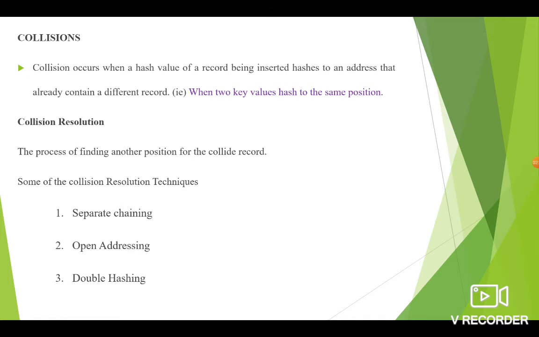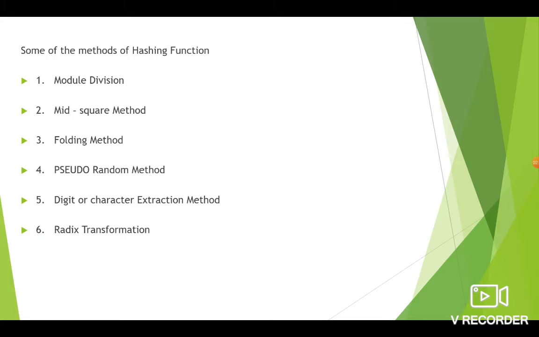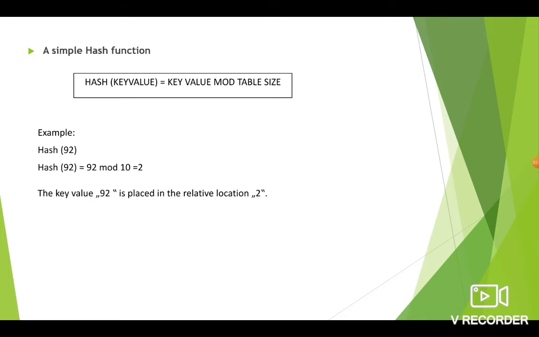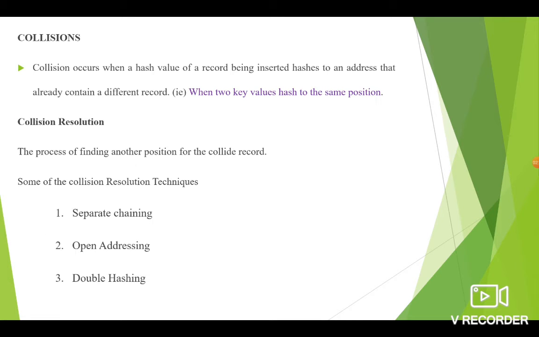When we study the hash data structure, the important thing we have to know is collision. So what is collision? If for two key values I get the same position, then it is called a collision. For example, hash of 92 is 2, and hash of 12 is again 2. So for two elements, I am getting the same position. This is called collision.